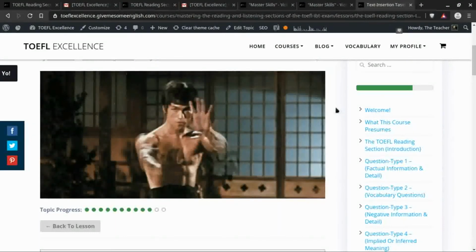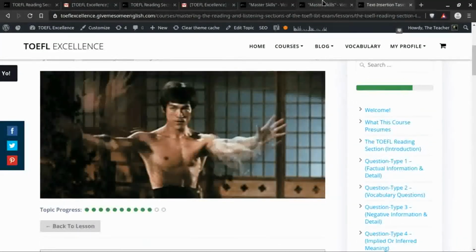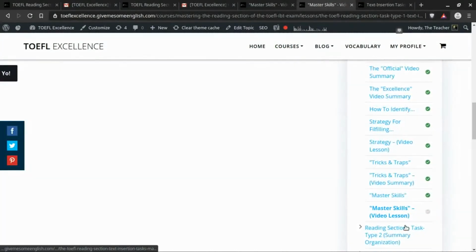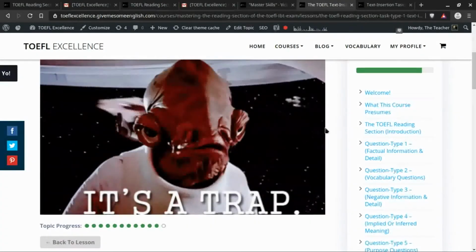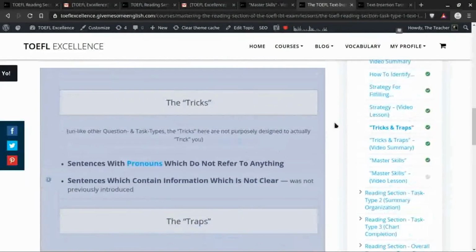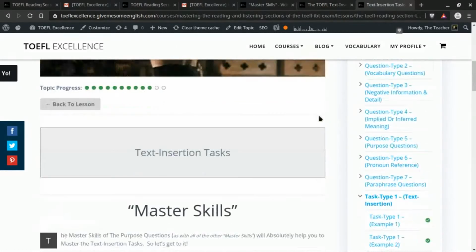All right, well, we are back, and for this particular video, we are going to be going over both the master skills and also the tricks and the traps of this particular task type. That's because there really aren't a lot of tricks or traps with this one. It's pretty straightforward. It's not one of the question types where they're trying to make sure you're paying attention or trying to make sure you're following directions correctly. This one, it's really all about the master skills.